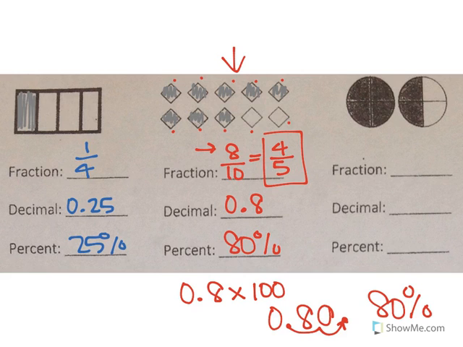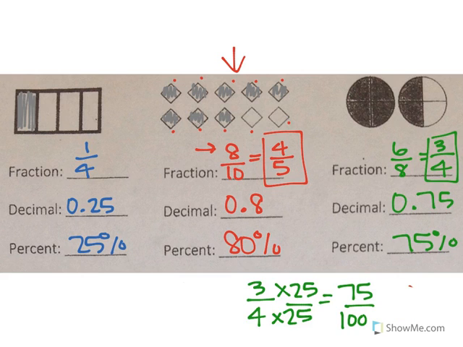Go ahead and try this last one on the top row on your own. Pause the video while you do your work, and then once you've done your work and you're ready to check, you can press play. So the last diagram, our fraction is 6/8, which in simplest form is 3/4. The decimal is 75 1/100ths, and our percent is 75%.